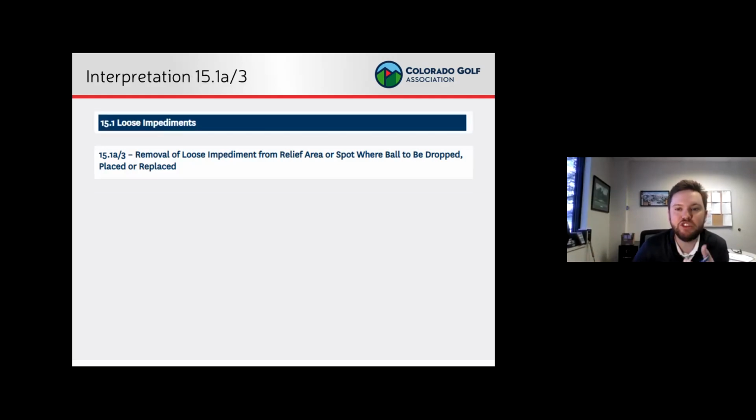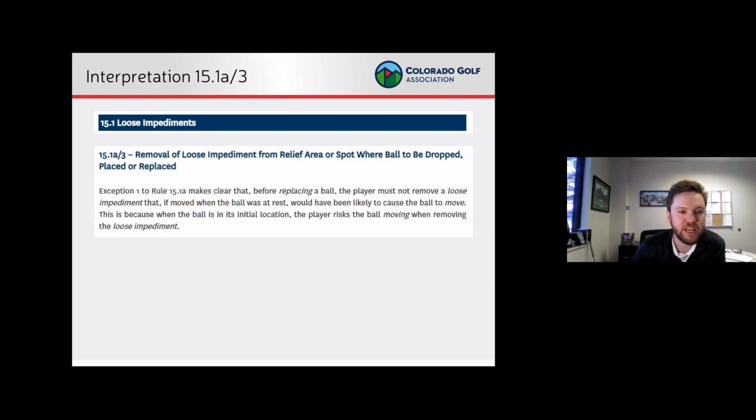So the first one we see, again, is in Rule 15.1a3. We already covered 15.1a1, so we're really staying in these interpretations here. This is removal of a loose impediment from relief area or spot where ball to be dropped, placed, or replaced. So here, in the rule it says here's when you can't do it. Here it's going to say, well, here are some situations where you can, again, to broaden this picture of what we can and can't do.